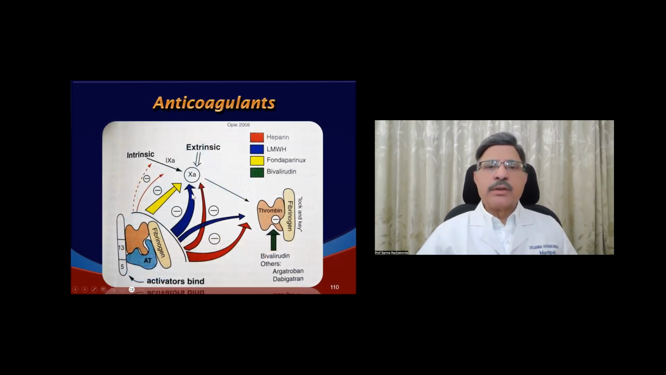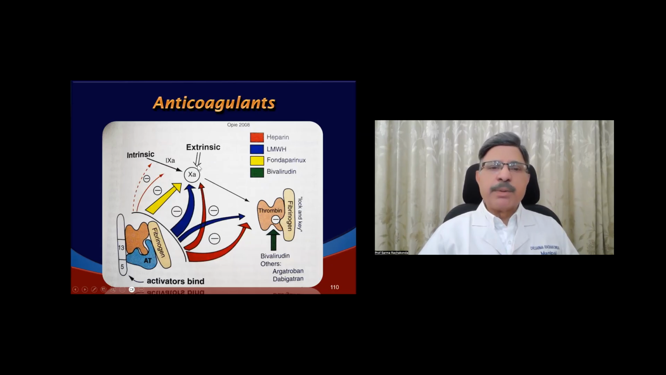Now, what are the anticoagulants that are available? Heparin, low molecular weight heparin, fondaparinux, bivalirudin. Now, activators bind here. This is the antithrombin and the thrombin. Thrombin acts on fibrinogen to form fibrin. Thrombin and fibrinogen fit like a lock and key. So bivalirudin and others like argatroban and dabigatran act here and prevent the action of thrombin on fibrinogen.